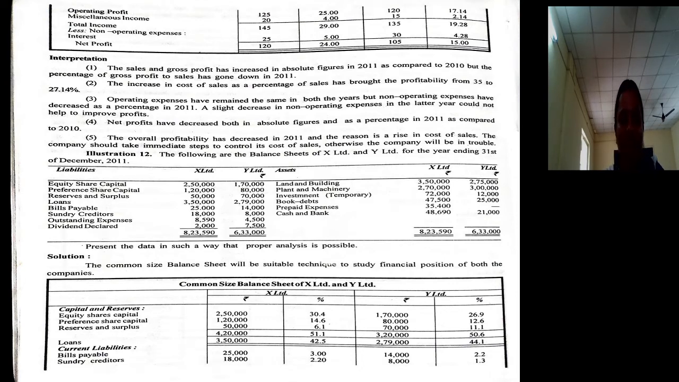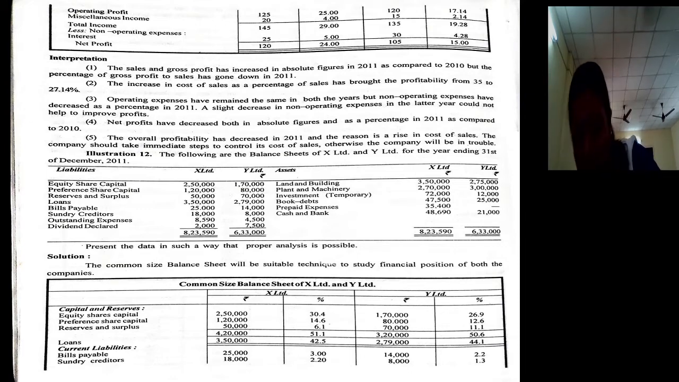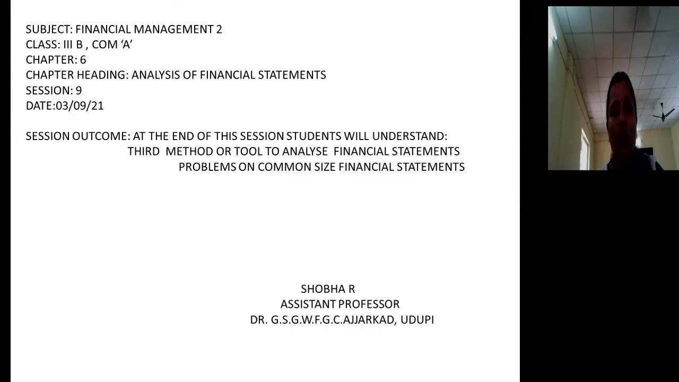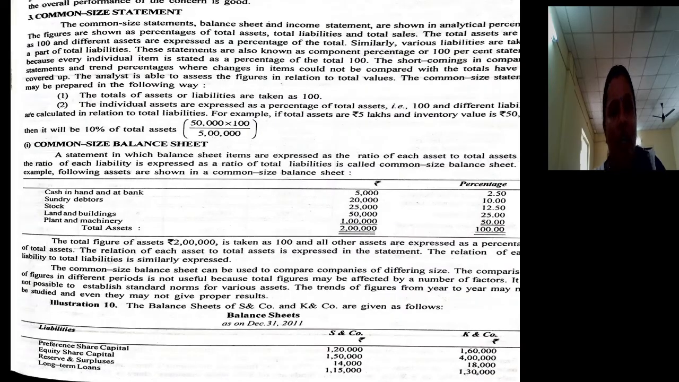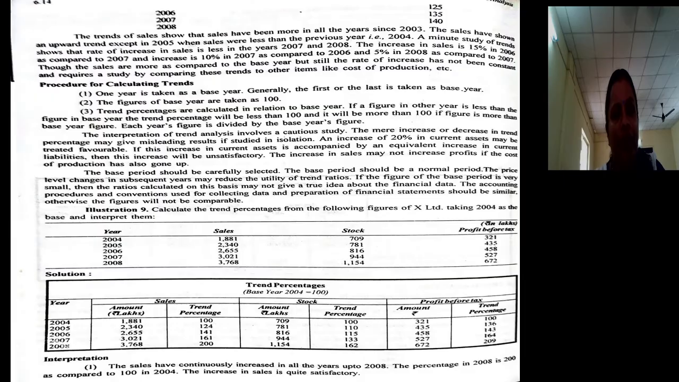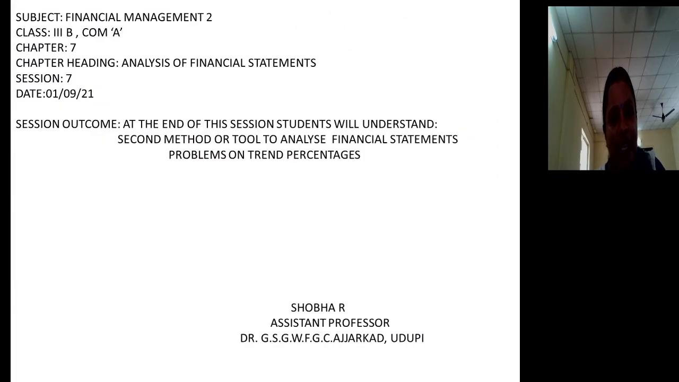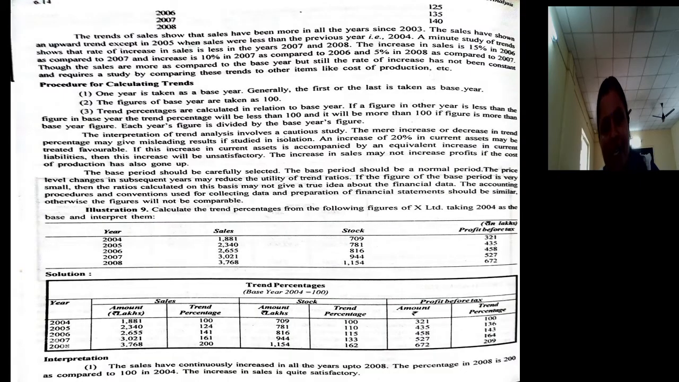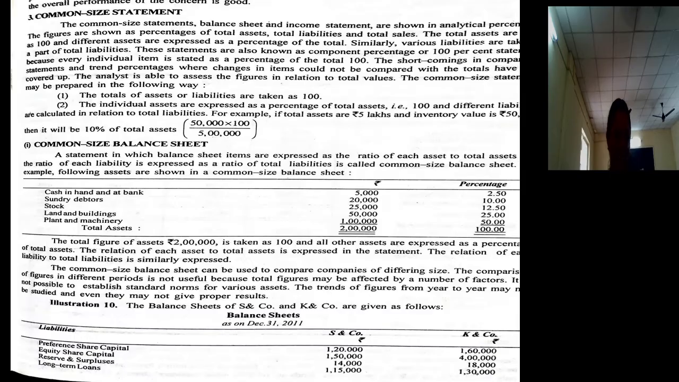Try to understand. Sorry, we can do trend percentages also, no problem at all. But it is better to do what? Common size. Under trend percentages, you know that, to do trend percentages, I think we need 2 years data, I feel. Just a minute, we will see trend percentages. Yes, we have trend analysis. Yes, we need data over a period of time to do trend percentages also.